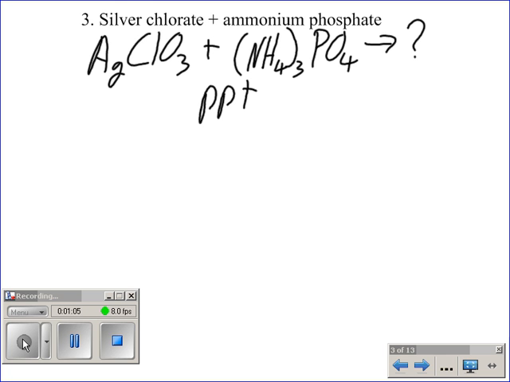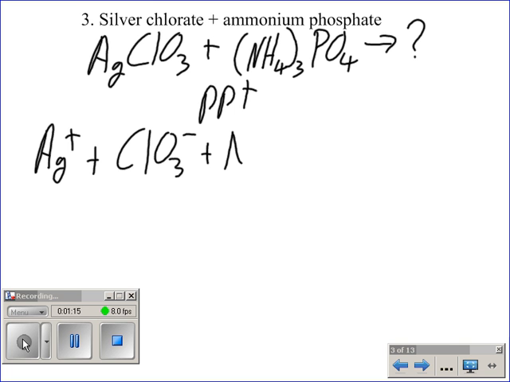All right. Now, these are all very soluble compounds, so what I'm really going to have floating around in my beaker are going to be silver ions, chlorate ions, ammonium ions, and phosphate ions. So I need to hunt for my insoluble pair. What two things will not stay in solution?